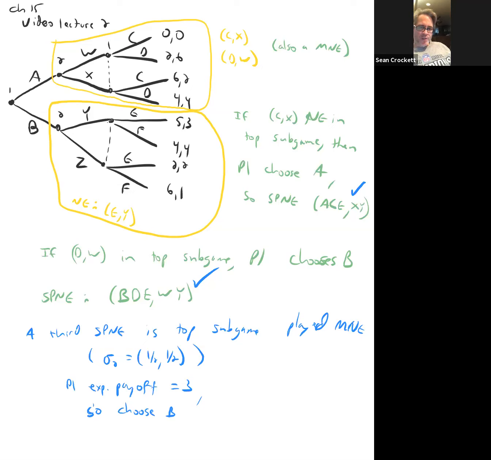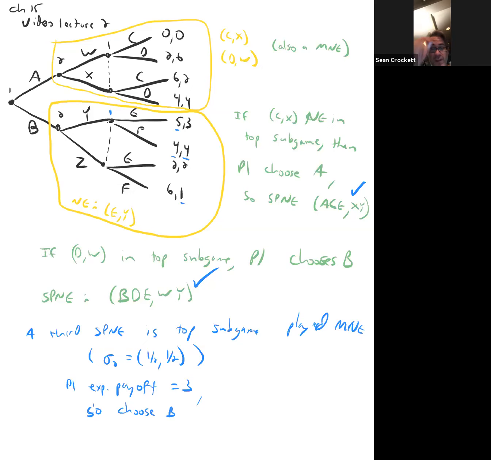Because if player one is choosing F in the bottom subgame, so this is player one here, player two's payoff choices are, by choosing Y, she gets 4, and by choosing Z, she gets 1. So player two, in response to player one picking F, would want to play Y and not Z. But if player two picks Y, player one's better off choosing E instead of F, because the payoff is bigger.